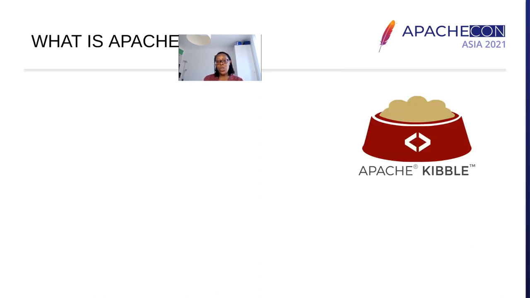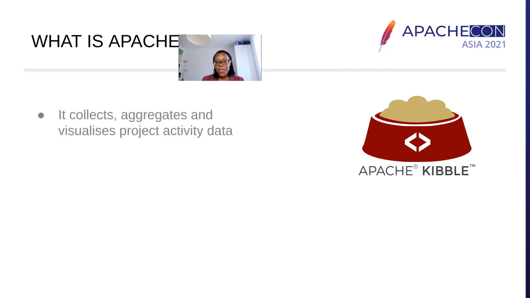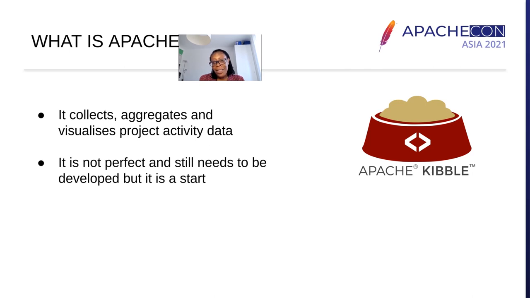So let me talk to you about Apache Kibble. I mentioned before that I'm VP of Apache Kibble. I'm involved in Kibble as an Apache project. It's an Apache top level project, and it's been there for, I think, three or four years now. And what does it do? It collects data, it aggregates the data, so it totals it up, and chops and visualizes this data around project activity in different ways. The way that it's doing this gives you a different view of what's happening in your project. One thing I'd like to highlight, and you may see this in the demo as well, is that it's not perfect. It's an Apache project, so it means that it's still under development. We are looking to build a community, and we're looking for any contributors.